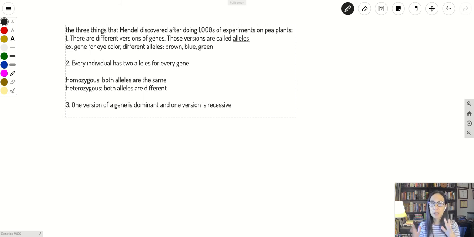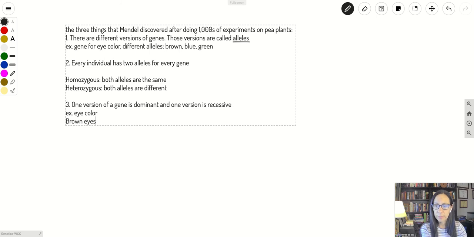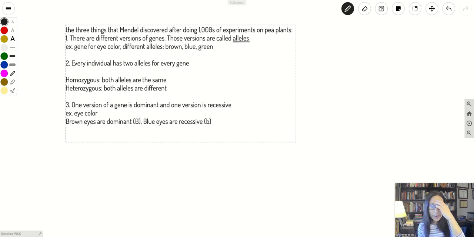Okay. So I'm just going to stick to eye color. I'm going to say that brown eyes are dominant. So we're going to say that the dominant allele for eye color is brown, and we're going to call it big B. Blue eyes is recessive, and we're going to say that blue eyes is little b. So we're just going to show the dominant allele as capital letter B, the recessive allele as lowercase b. Because everybody has two alleles for every gene, for the eye color gene in one individual, there are three options.